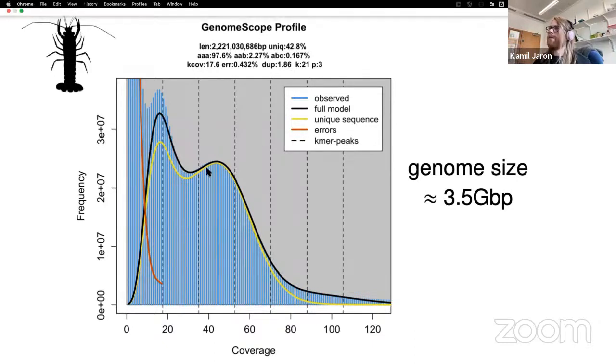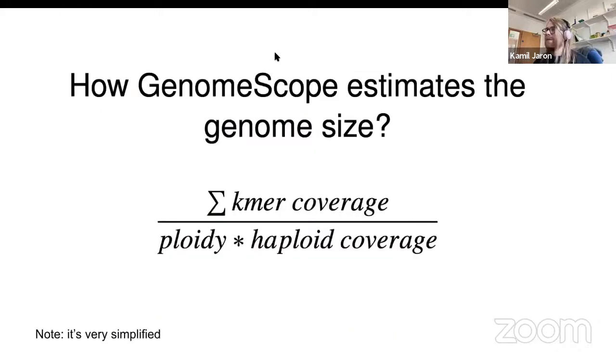And then when we fitted a model, so this is a triploid k-mer spectrum. You see it's noisy, but it's fittable. We are missing a huge chunk of the genome. And the reason why we found out is, it's a bit simplified, but the genome size is estimated in GenomeScope by summing the k-mer coverage divided by ploidy and haploid coverage. So what could possibly go wrong? The ploidy is right for sure. The haploid coverage is also right for sure. So the only reason it can go wrong is that the sum of k-mer coverages is somehow off.